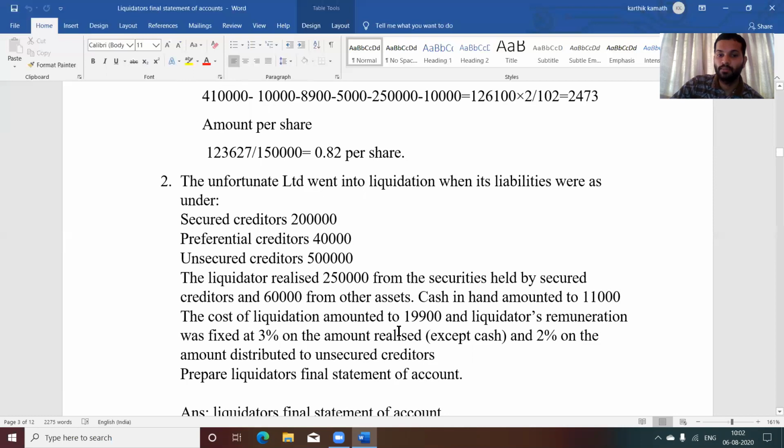Cost of liquidation amounted to 19,900. And liquidator's remuneration was fixed at 3% on the amount realized except cash. So whenever you calculate amount realized, you exclude the cash, and 2% on the amount distributed to unsecured creditor. Here they have not mentioned other than preferential creditor. So that means unsecured creditor includes preferential creditor. Now you need to prepare the liquidator's final statement of account.